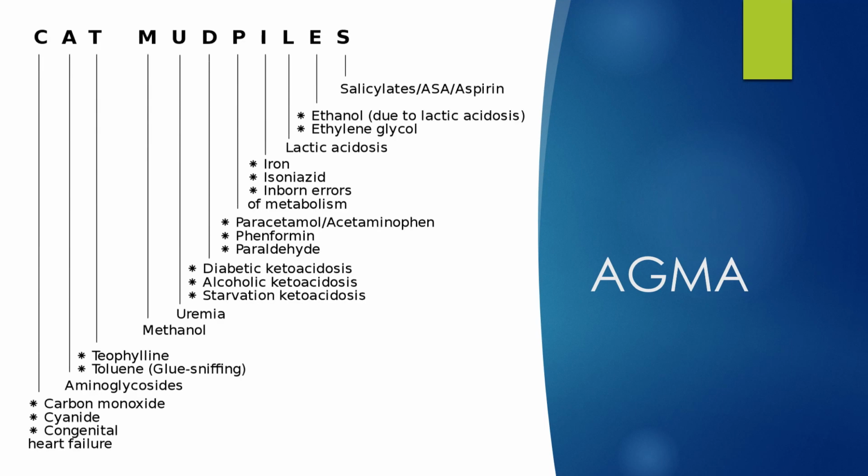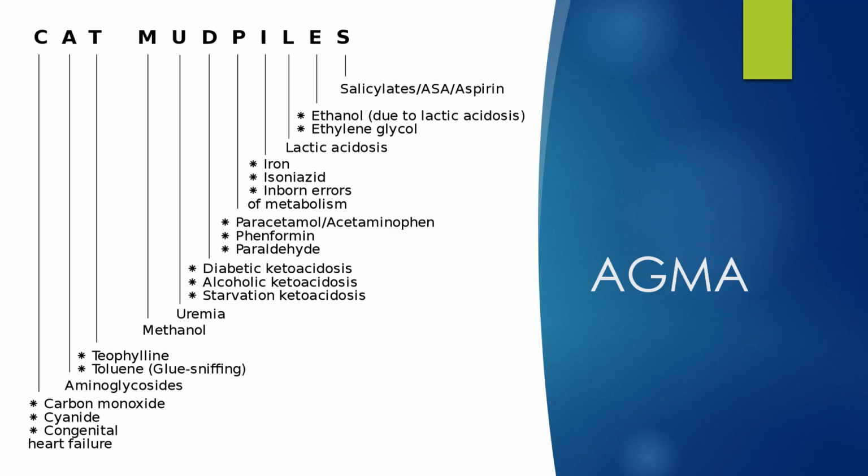So now that you've determined the anion gap, if the anion gap is high, this is also referred to as anion gap metabolic acidosis, or AGMA. Then you can go to your differential and try to figure out what the underlying cause is. This is where you typically use that mnemonic CAT MUD PILES, which you'll see on the left-hand side.